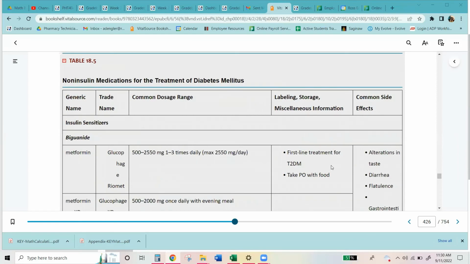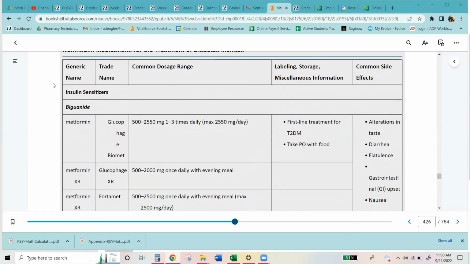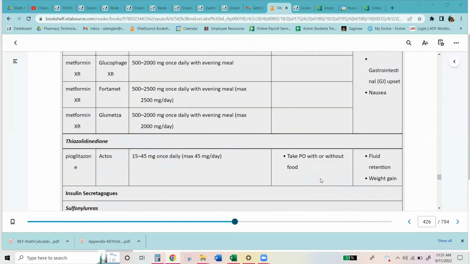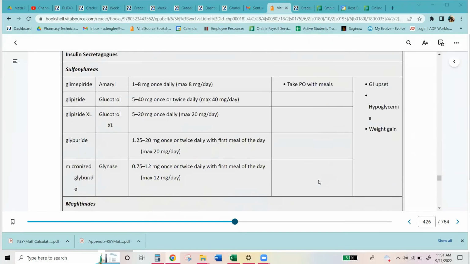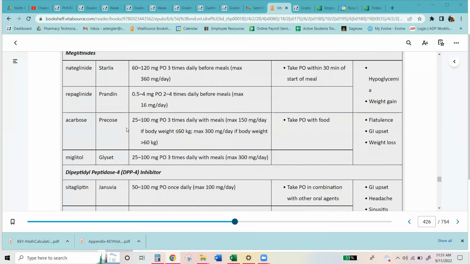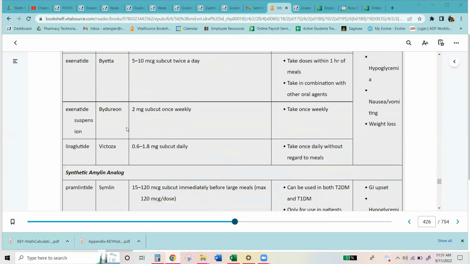Then we have non-insulin medication for the treatment of diabetes. So we have quite a few. We have insulin sensitizers. We have biguanides. Metformin is really popular, first-line treatment for type 2 diabetes. You can read through all of these. A lot of these are common medications prescribed.